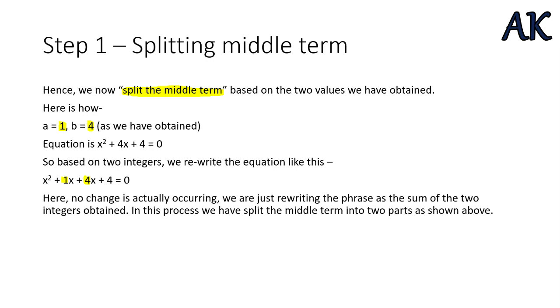So based on these 2 integers, we rewrite the equation like this: x squared plus 1x plus 4x plus 4 equals 0. Here you can see that the middle term, which was 5x, has become 4x plus 1x, which is still the same, just represented as a sum. So, no change is actually occurring, we are just rewriting the phrase as the sum of the 2 integers obtained. In this process we have split the middle term into 2 parts as shown above.